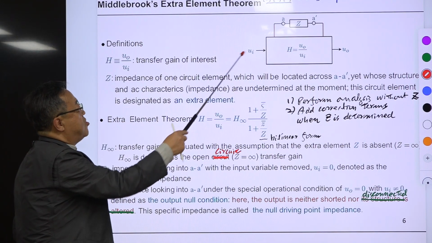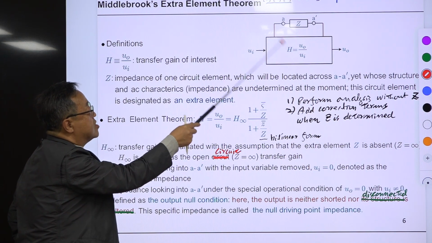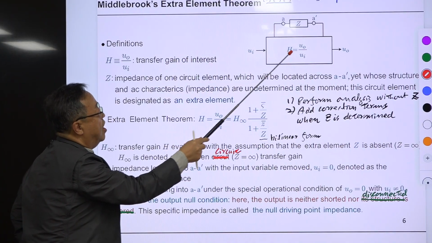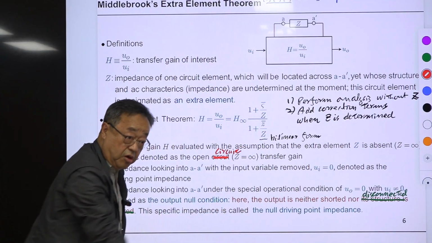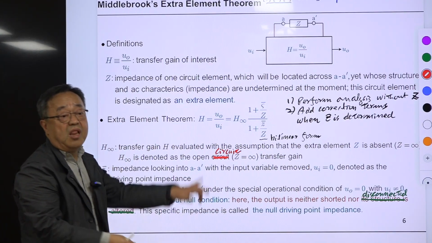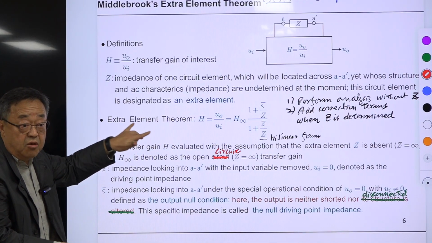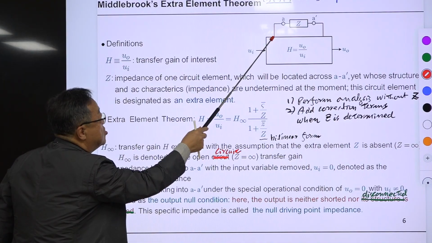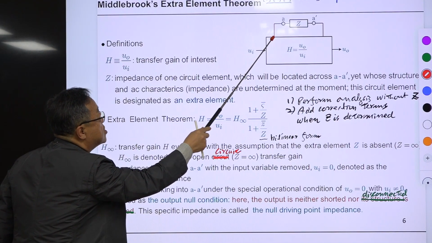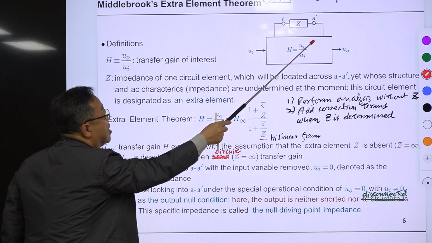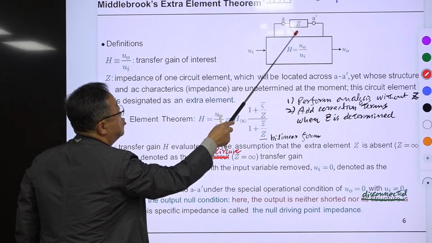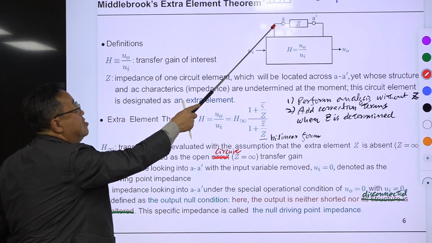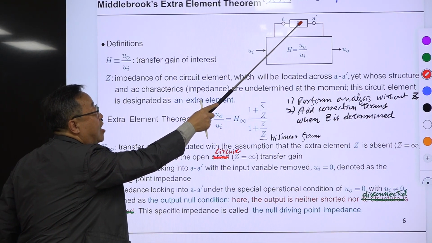Okay, this is the circuit or network or system, and this is the input of our interest, and this is the output of our interest. You can select a pair of these arbitrarily. Assume you select this one and this one, and this is the one port here. You extend one line segment here, and assume this G impedance element is located in between A and A prime.